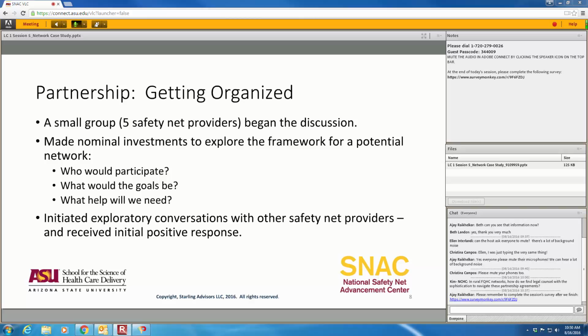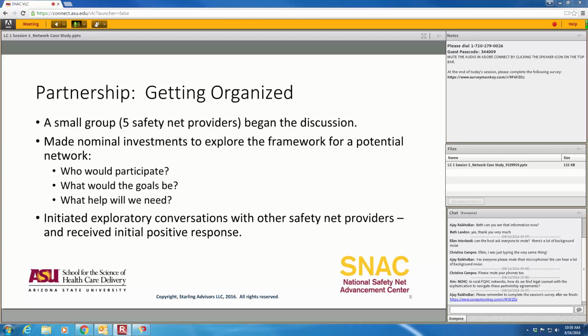Okay. Well, I'm going to just quickly go through what this group did because this is based on a real-life example. The conversation started with a small number of safety net providers. And this group of 5 came together and made a nominal investment really to give them the resources to explore what a network might look like.